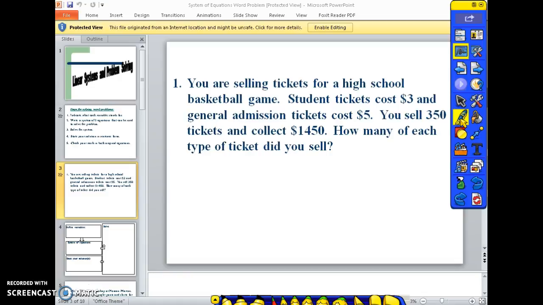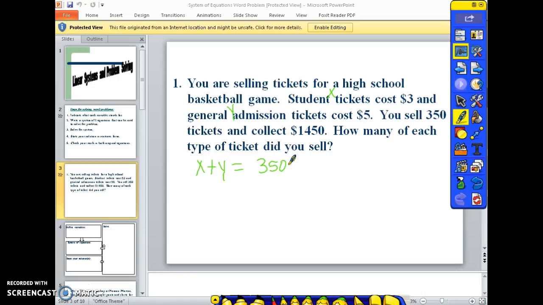So my X and my Y. Student tickets is going to be X. General admission is going to be Y. You sell 350 tickets out of both tickets. So we have student tickets and general admission tickets, which equals 350 tickets. That's my first equation. My next equation is the cost.